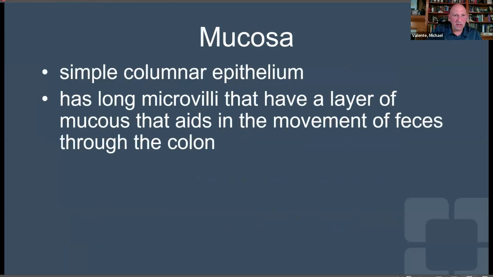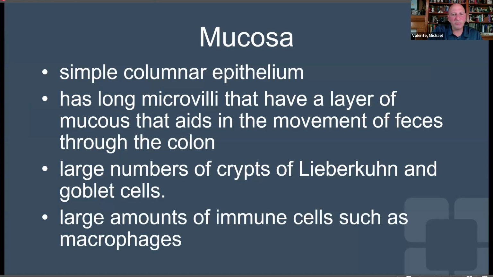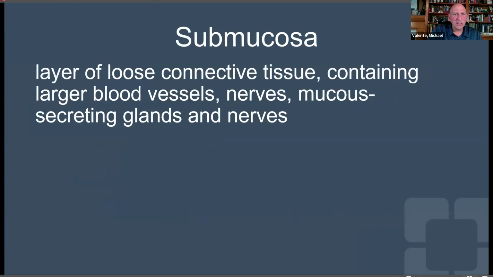Simple columnar epithelium has long microvilli that help aid in movement of feces. Crypts of Lieberkühn, remember these, and goblet cells. These crypts are where absorption takes place, much different than the small intestine. The colon has these goblet cells, which secrete a ton of mucus, as we know, and a lot of immune cells. Submucosa, loose connective tissue, and important things here: blood vessels, nerves.